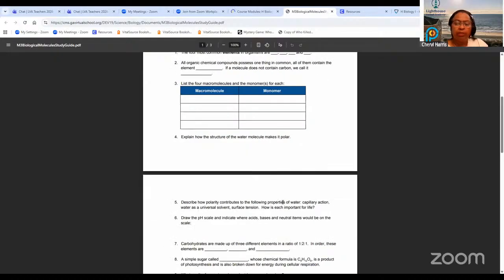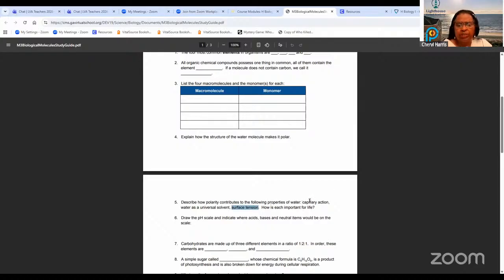Describe how the polarity... Okay, water is a universal solvent because everything dissolves in water. It has surface tension because the characteristics of water allow water molecules to cling to each other before they disperse. And we looked at that with the example of the water on the face of a penny.